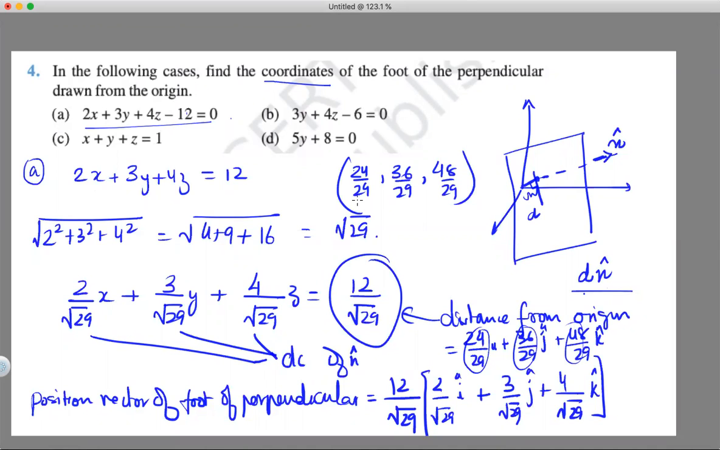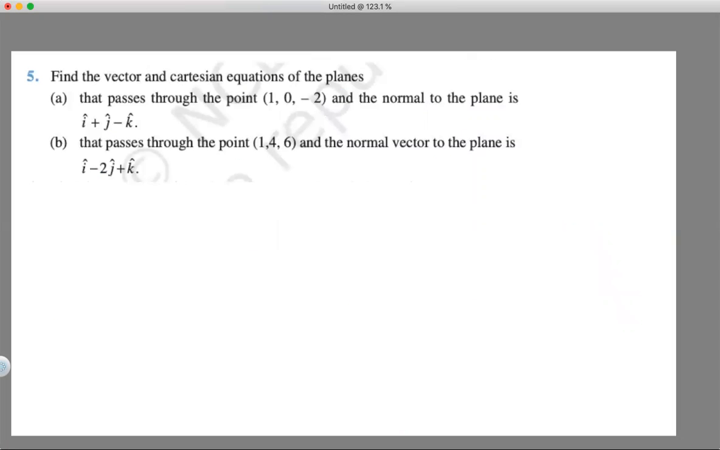So this is the way we will do the remaining. I'm not going to do all of these because they are all very similar. There are no additional tricks. Okay, now let's do a couple of different type of questions.